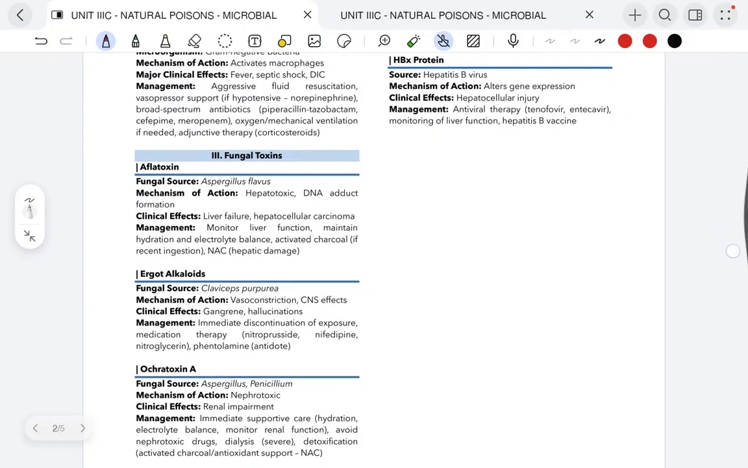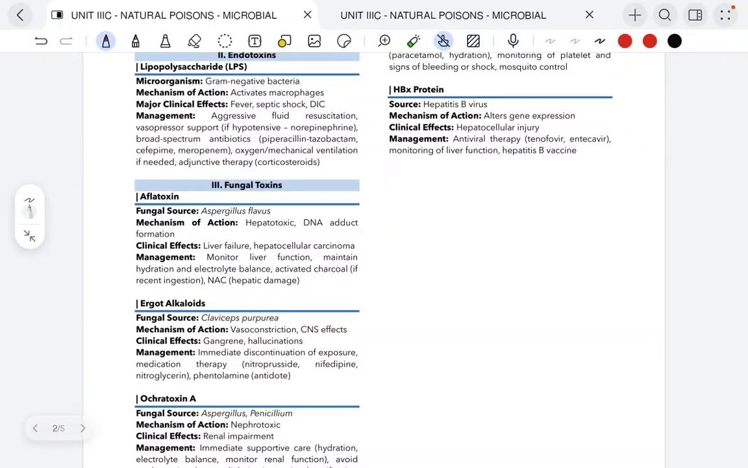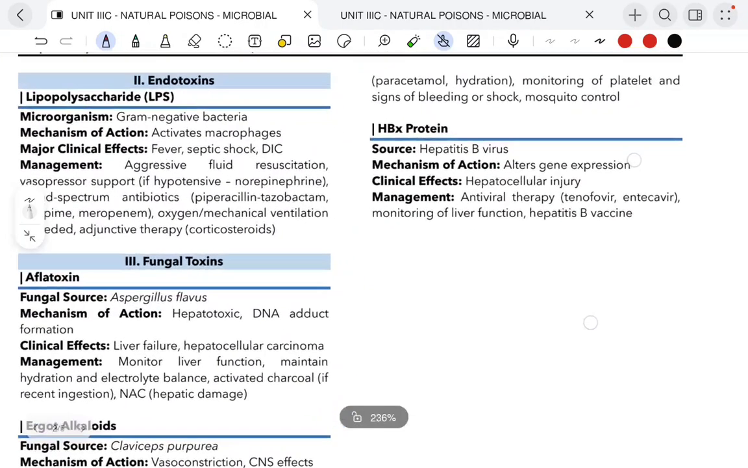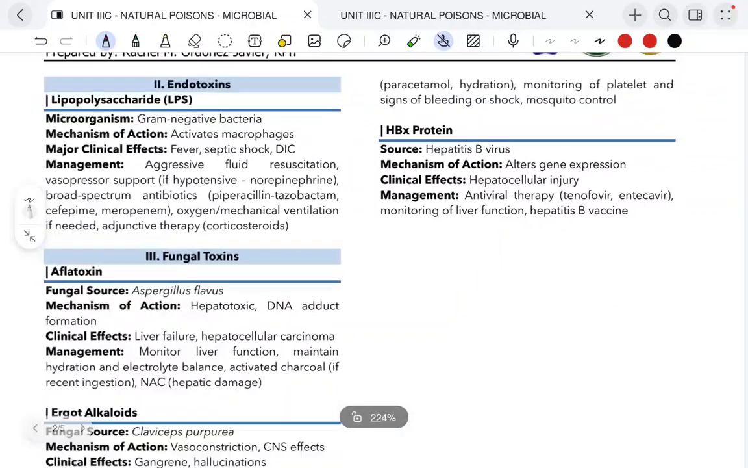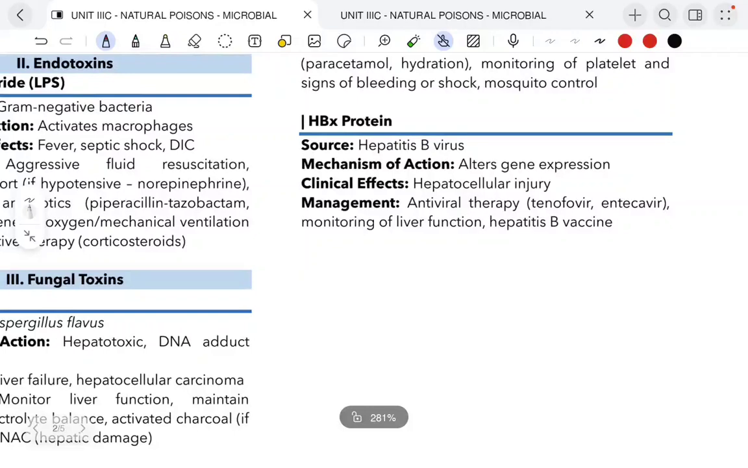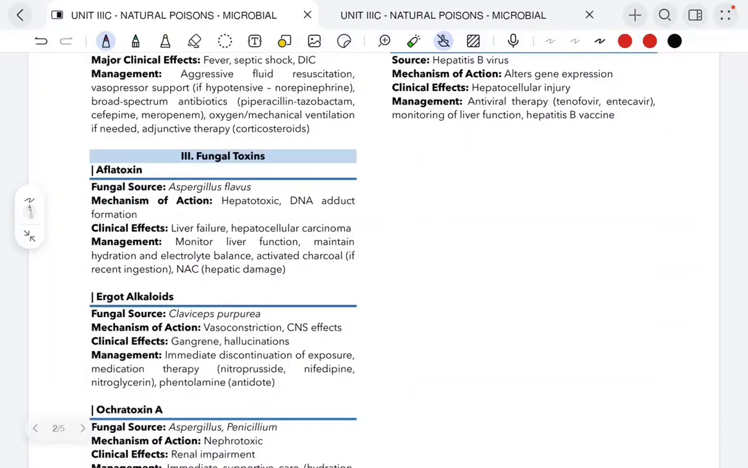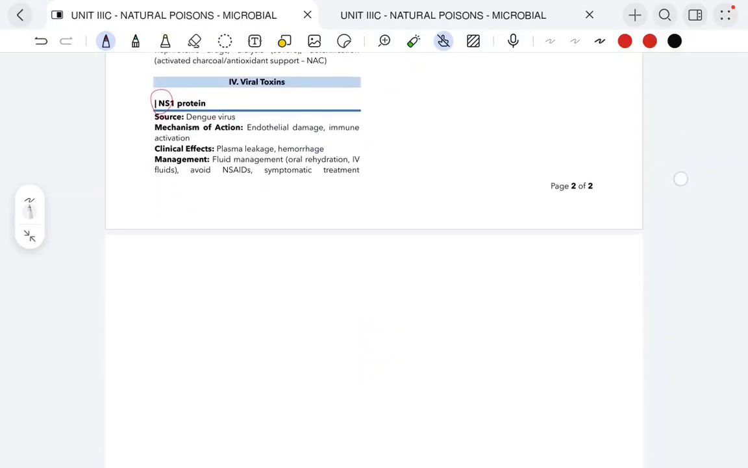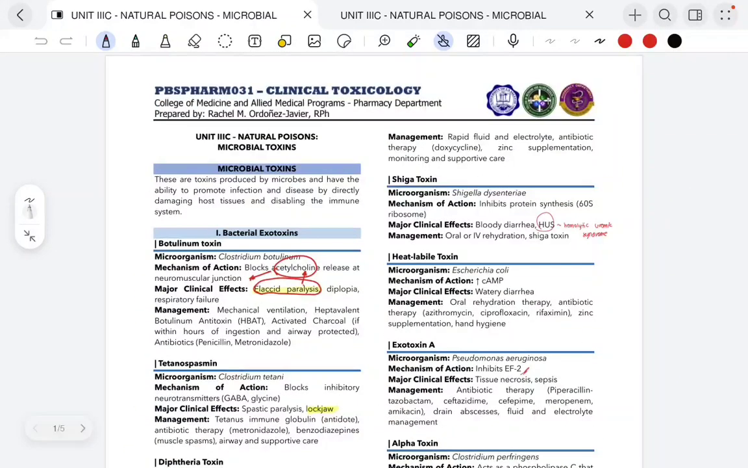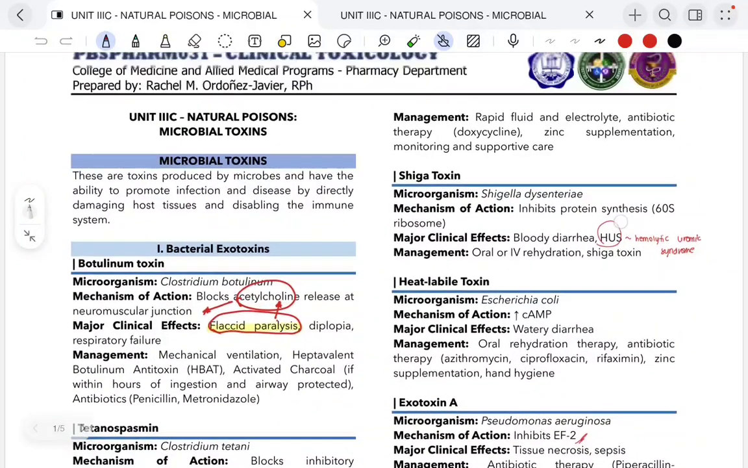And then lastly, we have your HBX protein or your hepatitis B protein X. So its source, of course, is we have your hepatitis B virus. So its mechanism of action is that it alters gene expression, causing hepatocellular injury. So for the management, we can use antiviral therapy. Like for example, we have your tenofovir and we have your entecavir. And then lastly, we need to monitor liver function, and of course, we need to administer hepatitis B vaccine. So that will be the end of our discussion regarding your microbial toxins.